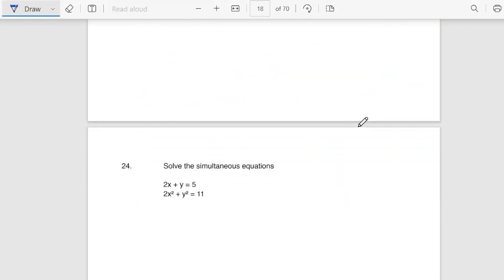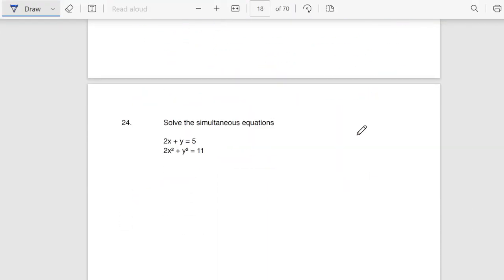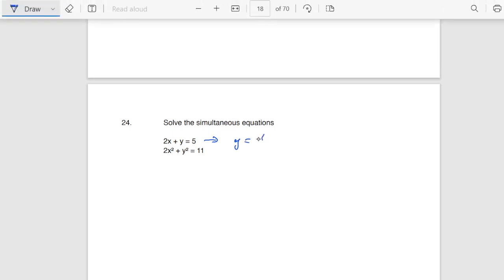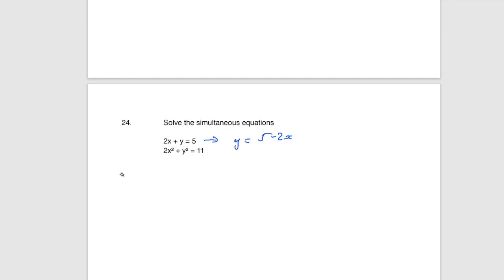So 24, solve the simultaneous equation 2x plus y is equal to 5 and 2x squared plus y squared is equal to 11. When I'm solving one linear, one quadratic using simultaneous equations, I tend to convert one of them into either y equals or x equals. So I'm going to rearrange that to say that y is going to be equal to 5 minus 2x. So I'm then going to substitute y into the second equation.